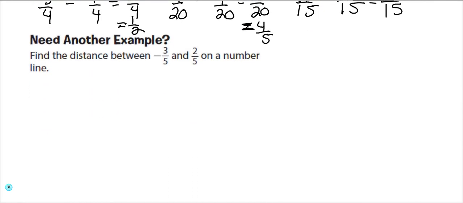All right, and go ahead and try this one on your own if you haven't done so already. And let's take a look. So we have negative 3/5. So that will be just 3/5. And then I have 2/5. Again, they're on opposite sides of the number line, so I'm actually going to have to add here in the middle because I got to count from negative 3 to 0 first, and then from 0 to 2. So that's going to give me 5/5, which is just 1.